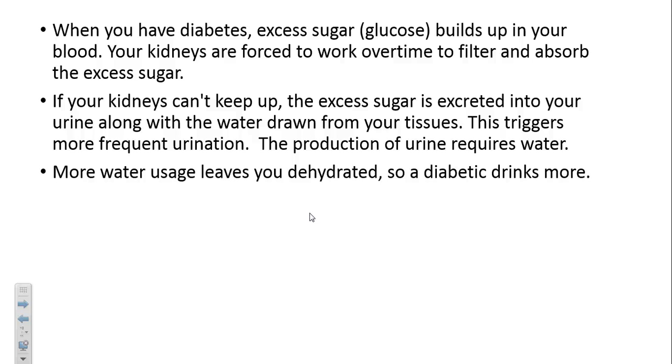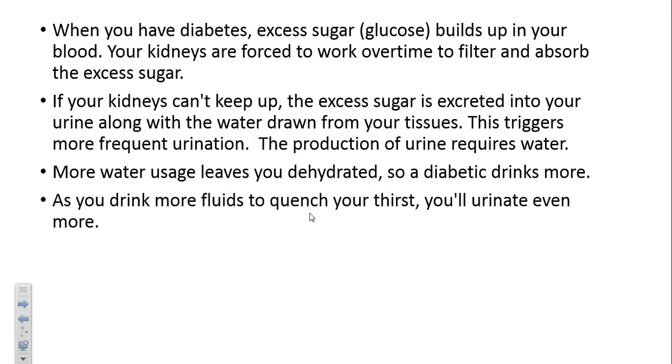The more water usage leaves a type 1 diabetic dehydrated. So if their cells or their tissue are dehydrated, it triggers the thirst sensation. If you're thirsty, you drink more water. If you drink more water, it causes you to have to produce more urine. So what ends up happening is this crazy vicious cycle.